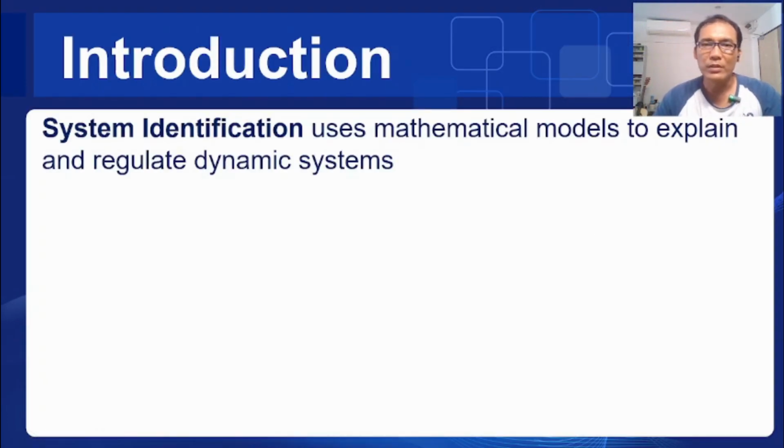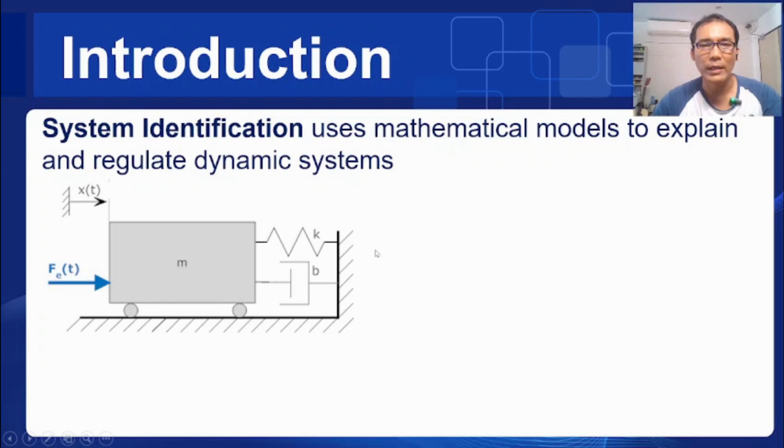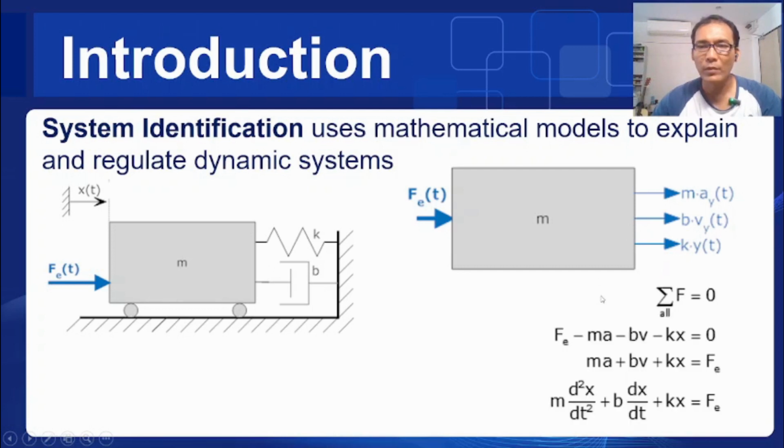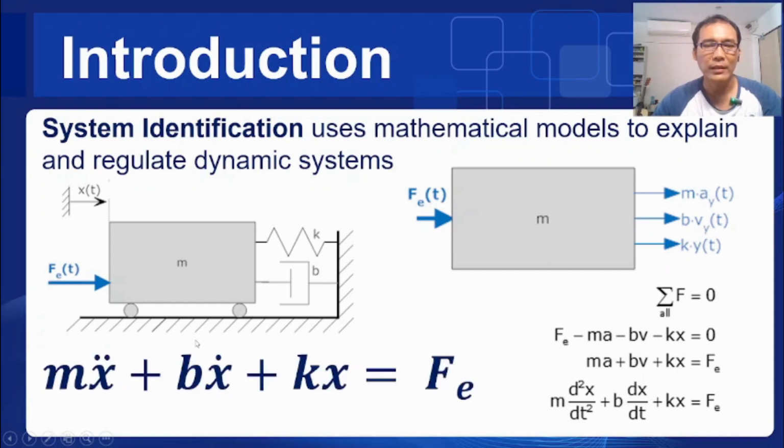System identification uses mathematical models to explain and regulate dynamic systems. Let's say we have an example like this mechanical system here, and from here we can simplify the system to be like this. There is a force here and another force on the opposite side. From the simplification, we can write the equation here, and based on this equation, we can get the transfer function of our mechanical model.